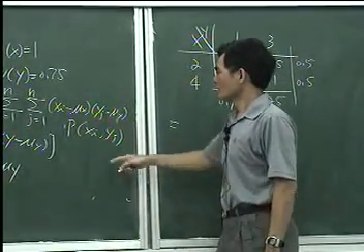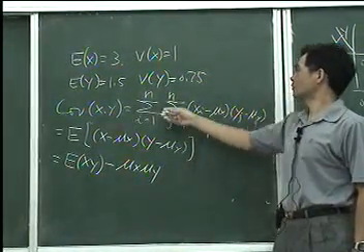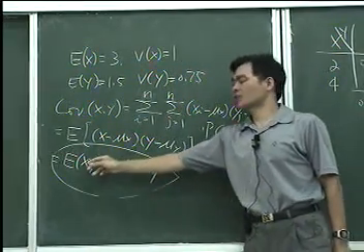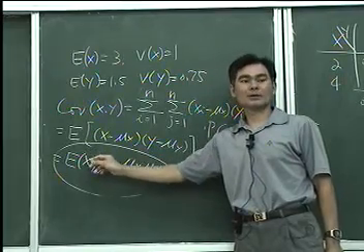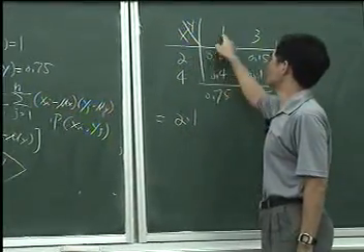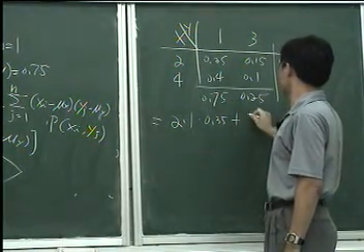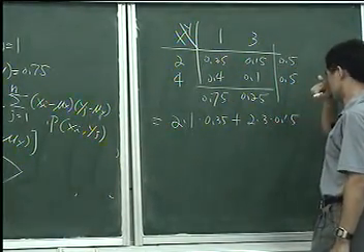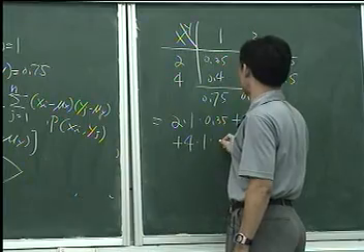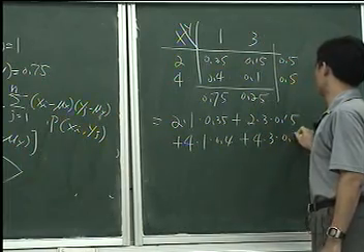Okay? First one is expectation of x times y, right? Usually, you won't use this. You will use this one because this one is simpler, okay? So expectation of x and y, right? X times y, 2 times 1 times 0.35 plus x times y, 2 times 3 times 0.15 plus x times y, 4 times 1 times 0.4 plus this one, 4 times 3 times 0.1.